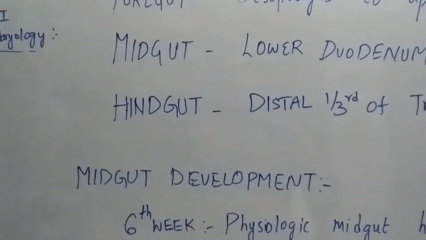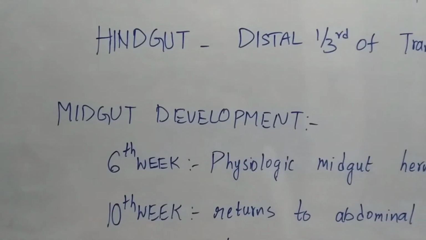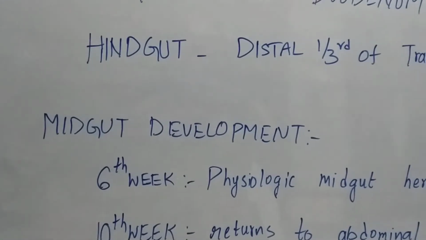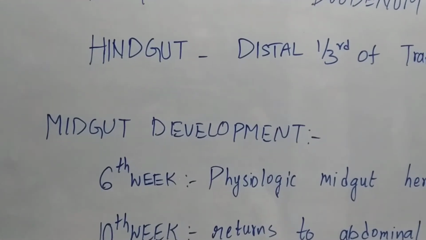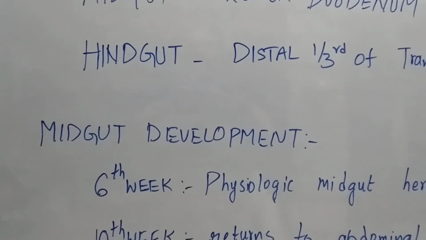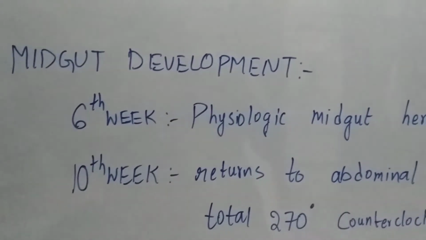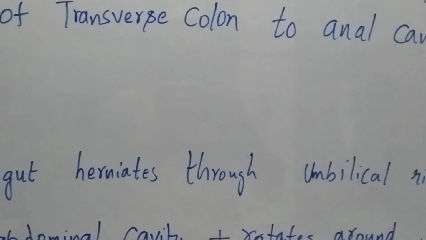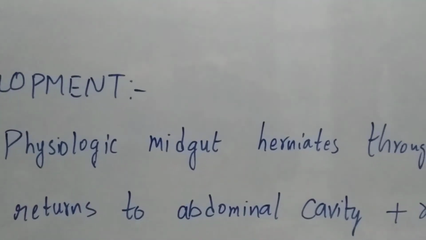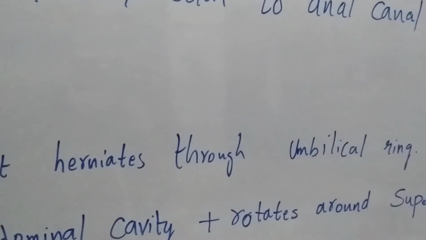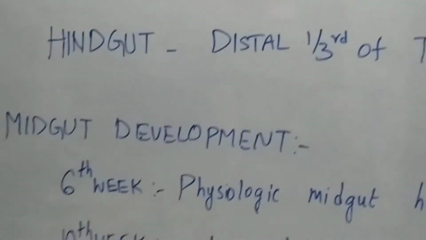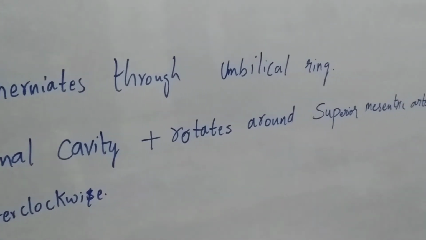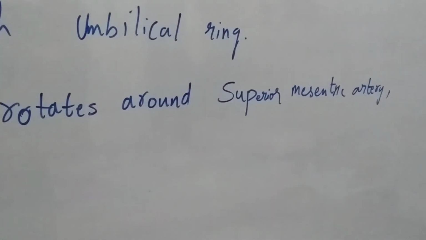So where does the midgut development occur? From when, in embryological time? Inside the womb of the mother. So during the 6th week, physiological midgut herniates through the umbilical ring. In the 6th week, midgut herniates through the umbilical ring, and during the 10th week, it returns to the abdominal cavity plus rotates around the superior mesenteric artery.